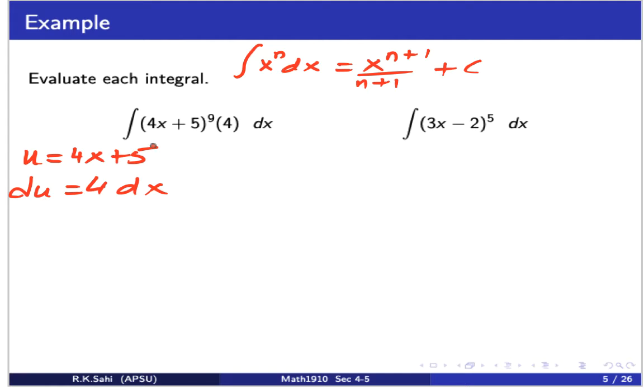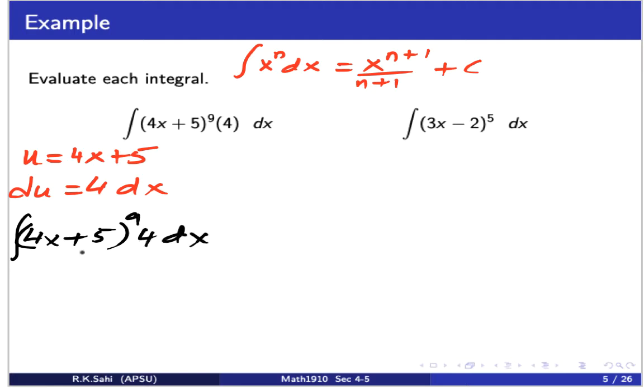So once we have got our u substitution, we go back to the original problem. And everything we have, we're going to replace by x's. Every x has to be replaced in terms of u's here. So when you replace it, let's look at this one. So now, 4x plus 5 to the power 9, 4 dx.